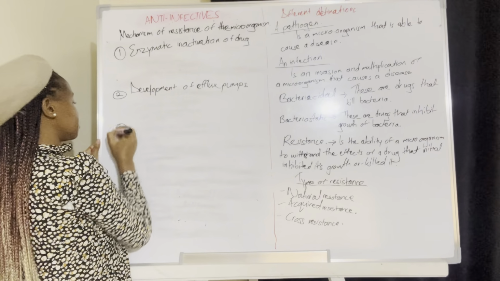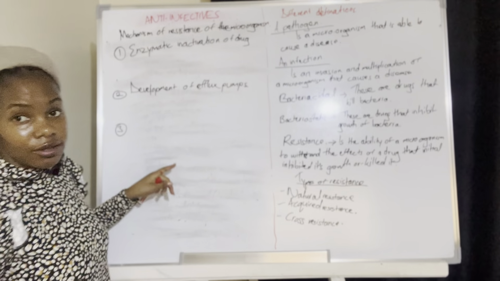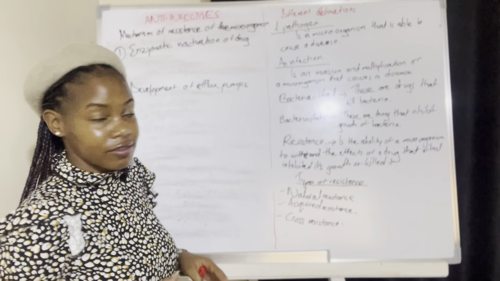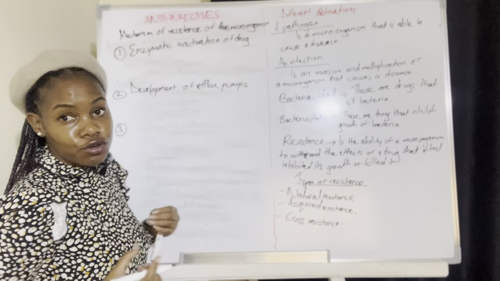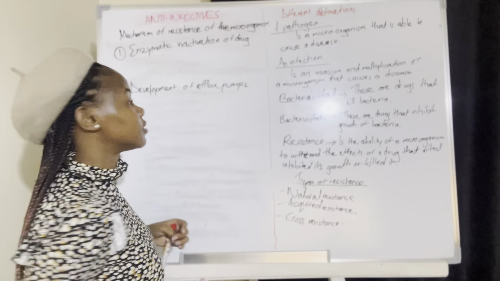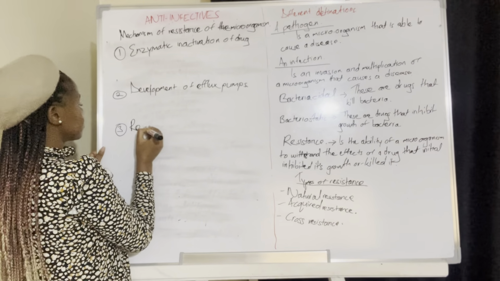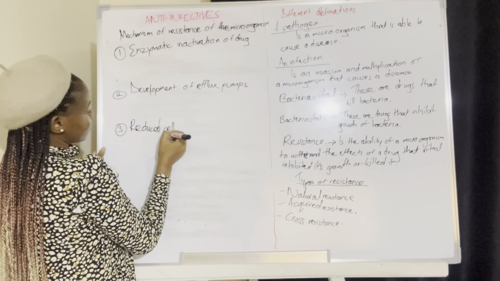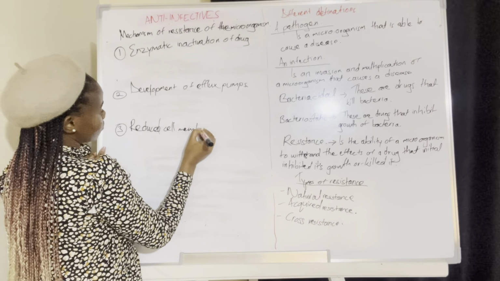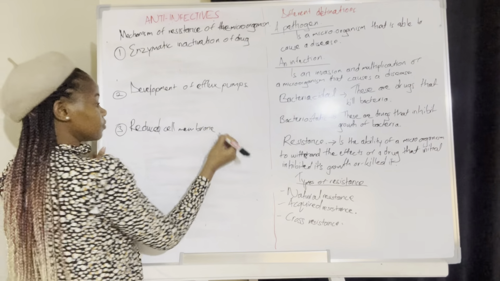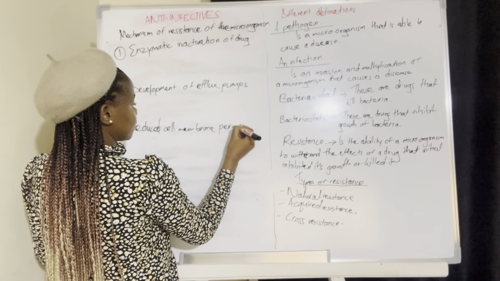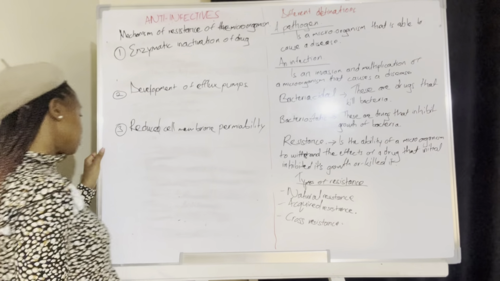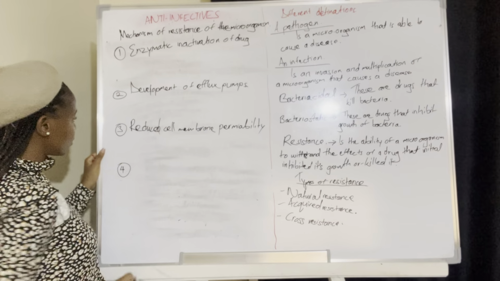And number three is going to be reduced permeability of the cell membranes. These microorganisms are going to reduce the rate at which substances enter within the cell. So we have reduced cell membrane permeability.